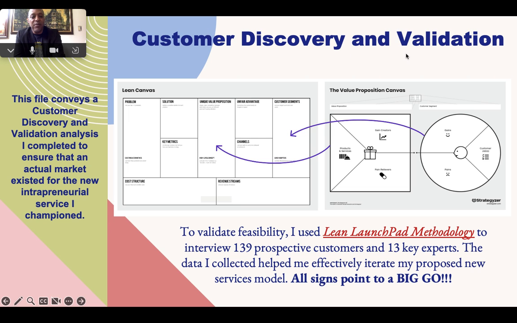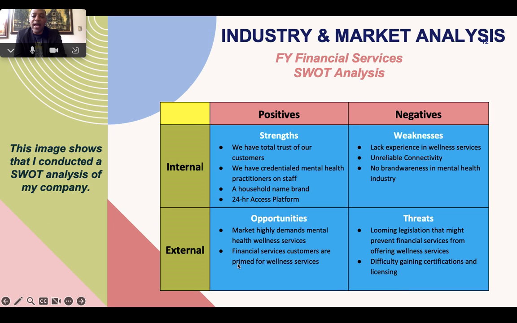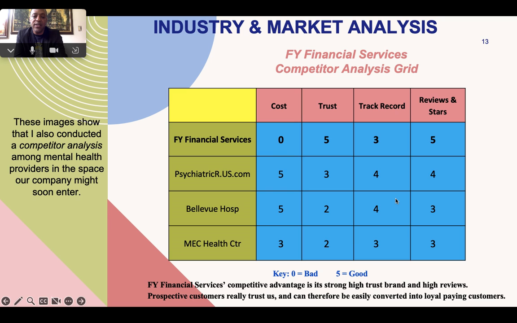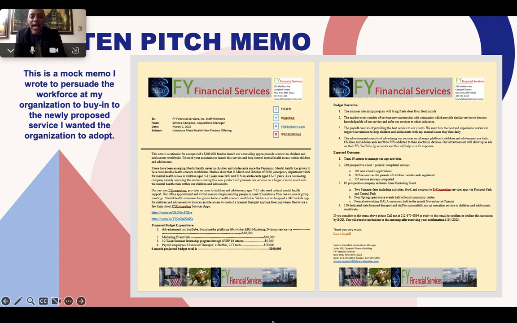And this shows my customer validation and discovery. I understand the process of lean launch methodology. I applied it, and then all signs pointed to a big goal for me. Also did a SWOT analysis where I found out some ways that we could leverage our strengths in order to take advantage of opportunities and ward ourselves against certain threats, and also minimize our weaknesses. Over here, I did a competitor analysis grid, which shows a company I'm working in currently, and we looked at our three nearest competitors, and this showed the source of a sustainable competitive advantage that we have.